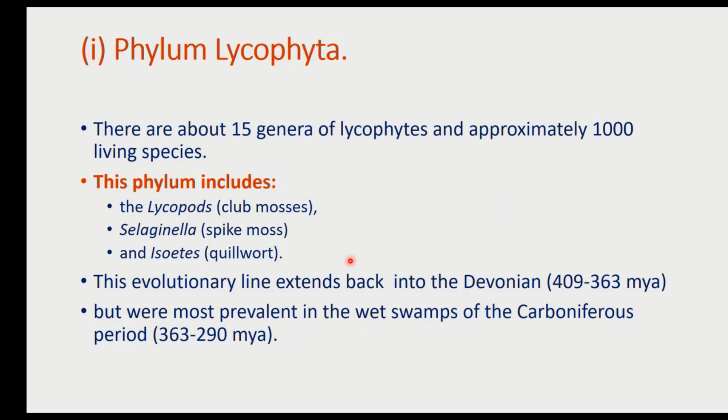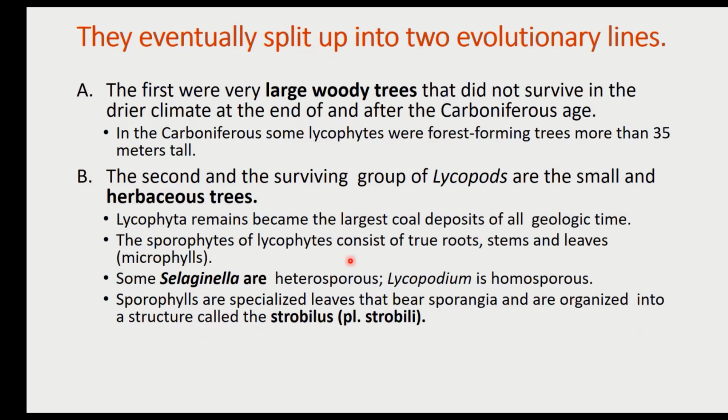This evolutionary line extends back to the Devonian era, between 409 and 363 million years ago, but it was most prevalent in the wet swamps of the Carboniferous period, between 363 and 290 million years ago. But eventually they split into two evolutionary lines. The first were the large woody trees that did not survive in the dry climate at the end of and after the Carboniferous age.